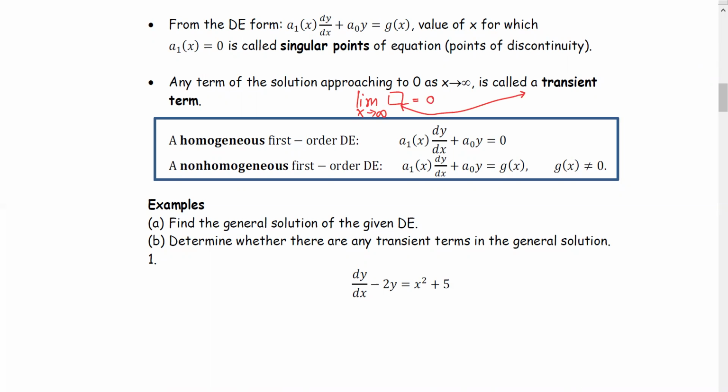The homogeneous first-order differential equation is where the g of x on the right-hand side is zero. If g of x on the right-hand side is non-zero, we call it a non-homogeneous first-order differential equation.